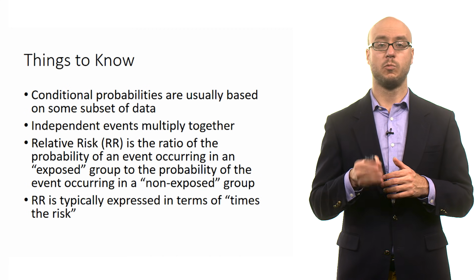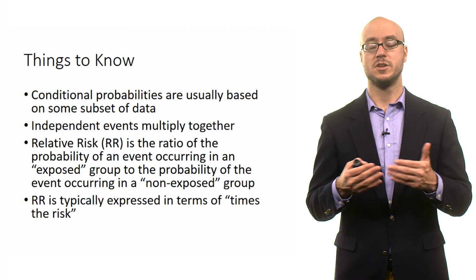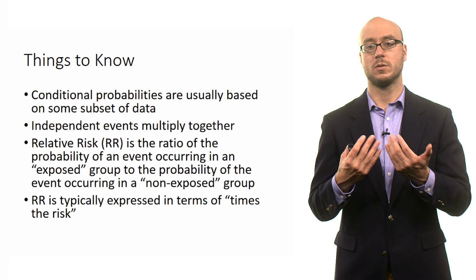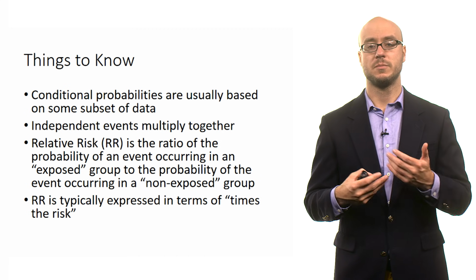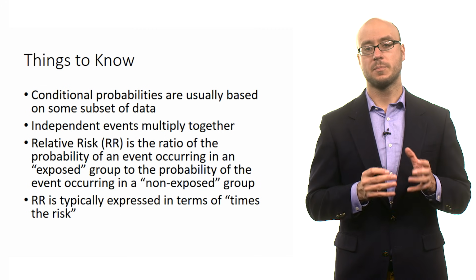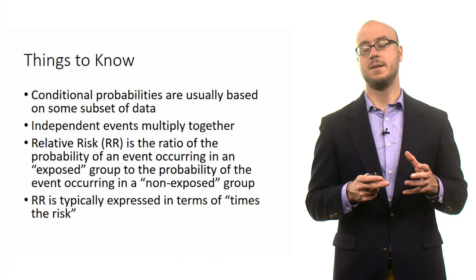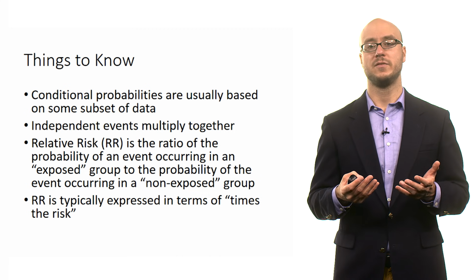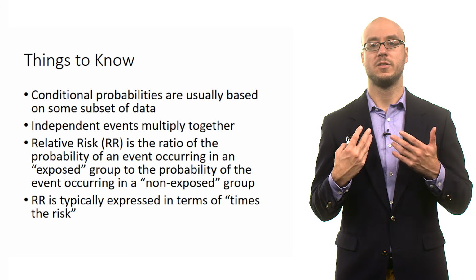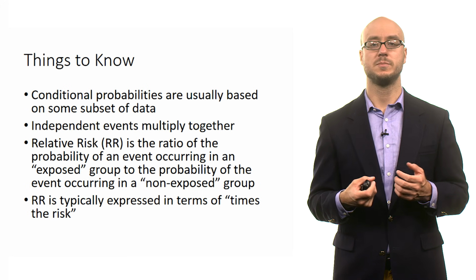A relative risk of 1 means there's no association, but a relative risk greater than 1 or less than 1 shows us something about the association. We typically interpret relative risk in terms of times the risk. So for example, if you have a relative risk of 3, you would say you have 3 times the risk based on some exposure. And with that, we are going to conclude our discussion of conditional probabilities and relative risk.